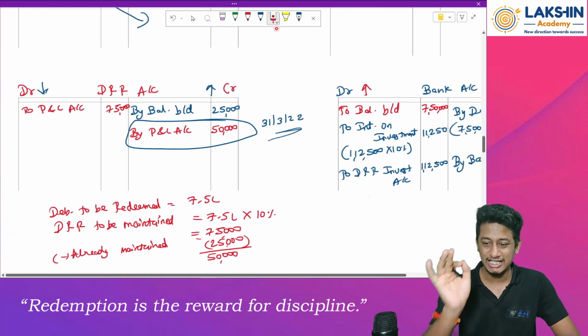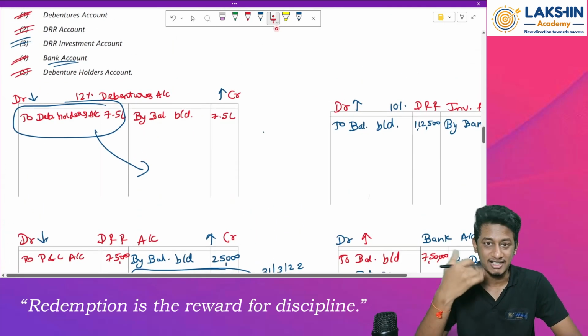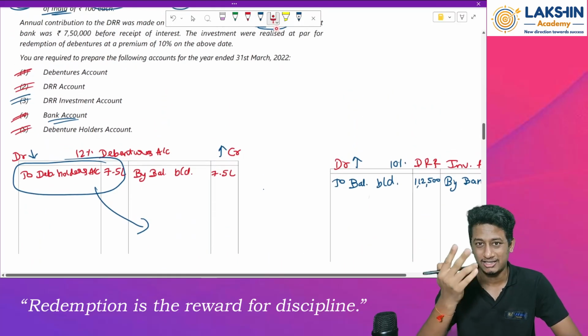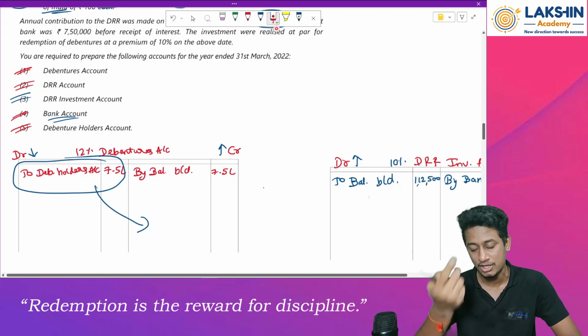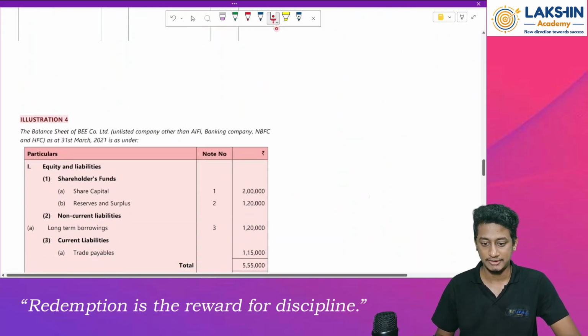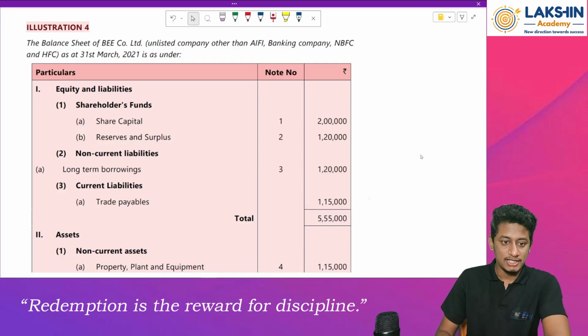Okay. In the examinations they might not ask you the ledgers. They will straight away ask you to prepare the journal entries. Okay. But this was the main question. That is, there are only 2 questions in the textbook. So I have solved one for you. The remaining one is for your homework. Clear? Okay. Next. So now let's look at the next illustration.